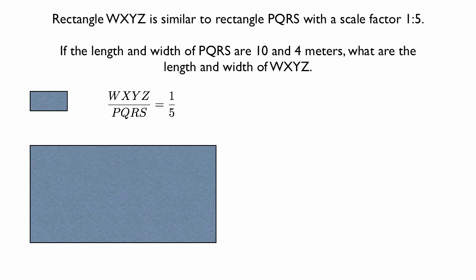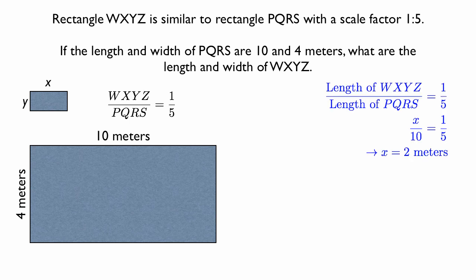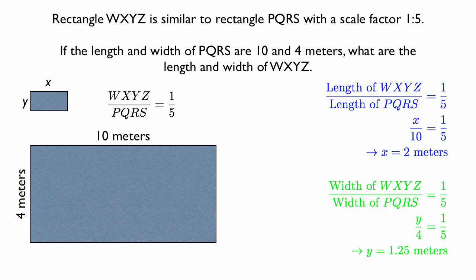So if we have the length and width of PQRS, which is the larger of the two rectangles, 10 meters and 4 meters, we want to find the length and width of the smaller rectangle. So if we talk about the length measurements, the length of WXYZ divided by the length of PQRS would be 1 over 5. And so that means x has to be 2 meters. And likewise, the width, that ratio, must be 1 over 5 as well, 1.25 meters.